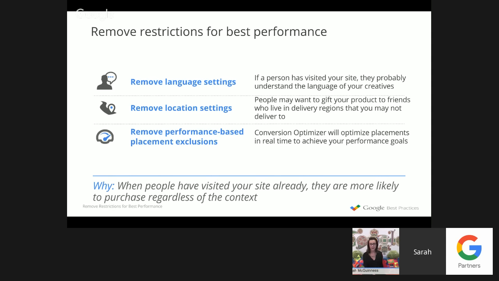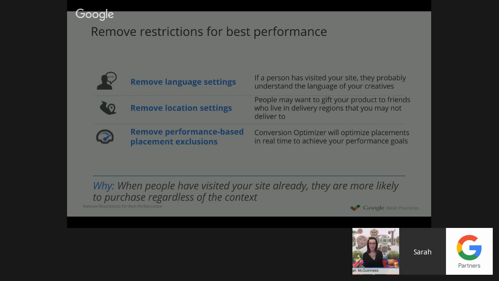Okay, so hopefully that is pretty self-explanatory. In a nutshell, language restrictions at a minimum should be removed. So we should be targeting all languages. Location, you should definitely look at opening up your location targeting, depending again on your delivery restrictions. And placement, there really is no need unless there is a reason for brand safety.